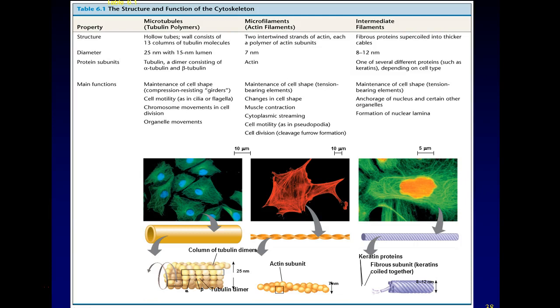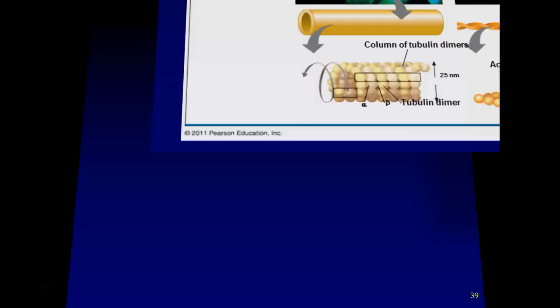Then we look at microfilaments. These are actin. They maintain cell shape and change cell shape. They have to do with muscle contraction, cell movement and cell division. And then we have our intermediate filaments, made of one of many proteins. They maintain cell shape. They anchor the nucleus and other organelles, and that's what's important to us.